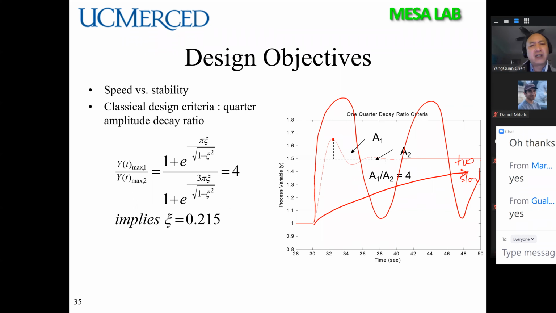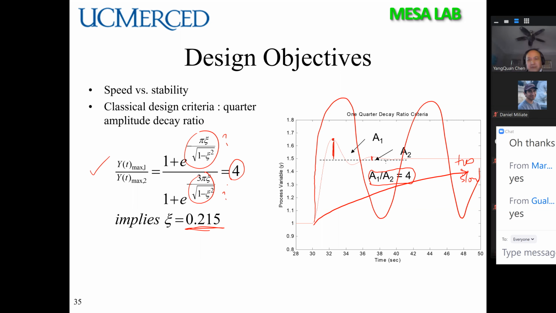So usually you can tolerate some sort of overshoot, and then you have another overshoot here. This is called A1, and this is called A2. So A2 divided by A1, usually set to 1/4, is considered acceptable in practice. When this is 1/4, the damping ratio will be like this. So you can do this classical design. But how did they come up with this magic equation?